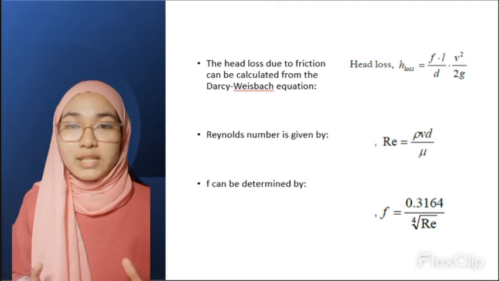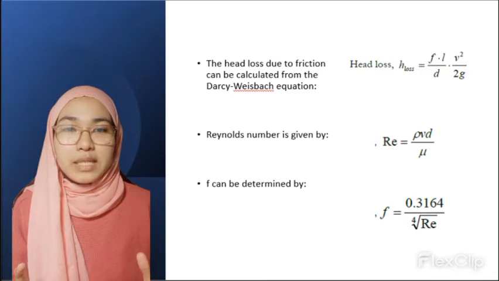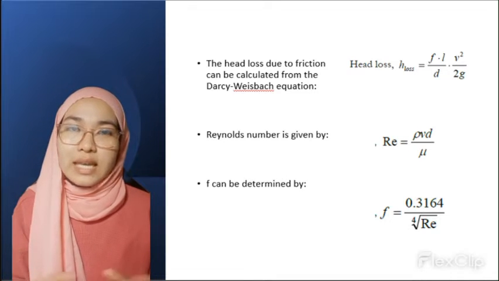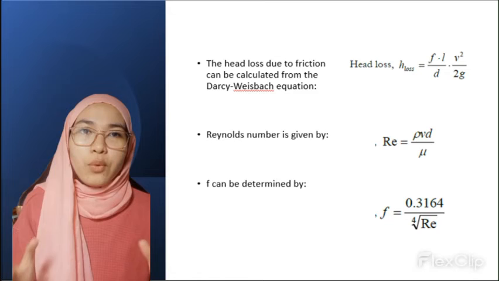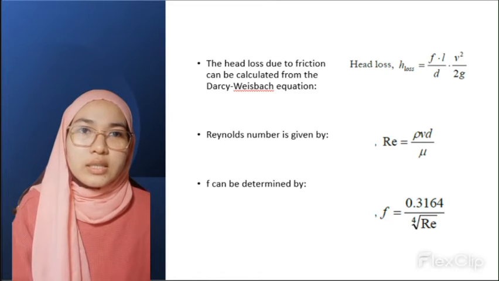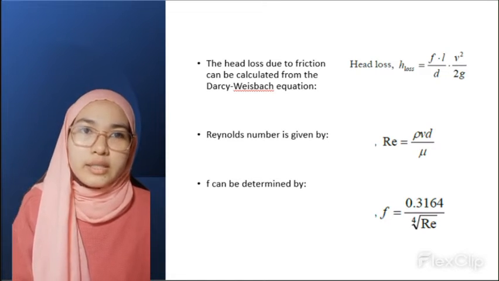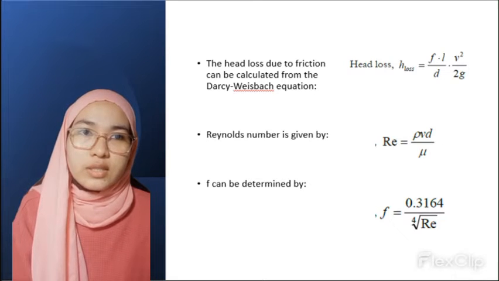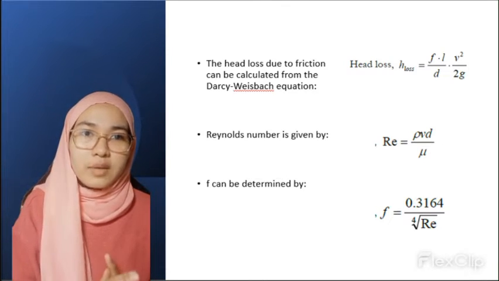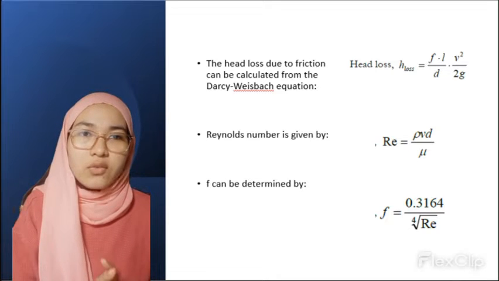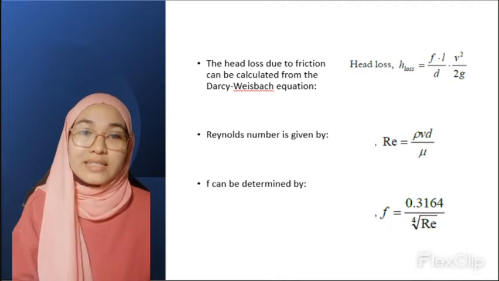Now I'm going to explain the theory of this experiment. In this experiment, the head loss due to friction can be calculated from the Darcy-Weisbach equation, as shown here. HL is head loss due to flow resistance, f is the Darcy-Weisbach coefficient, L is pipe length, D is pipe diameter, V is average velocity, and g indicates gravitational acceleration.